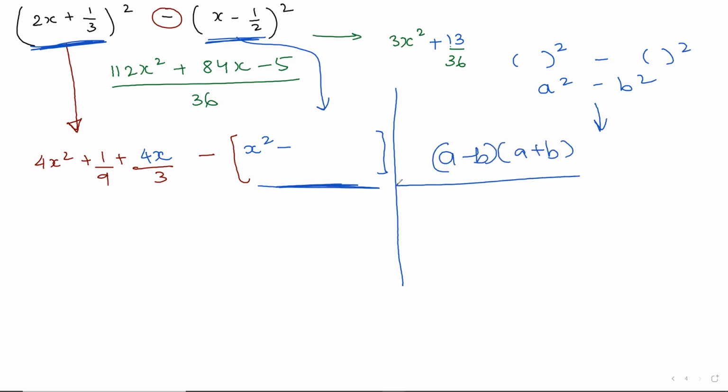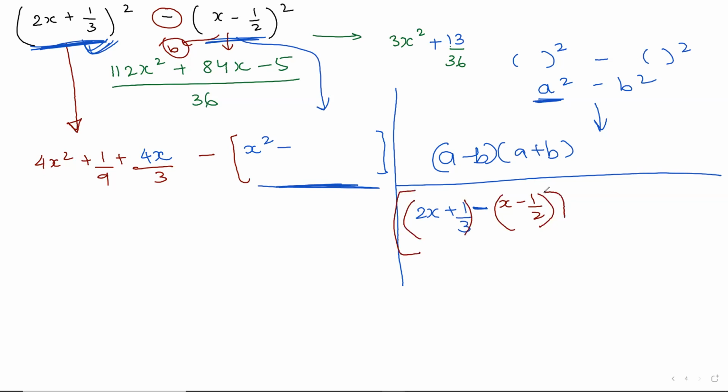So, if we start our question with this identity instead of expanding the two brackets, then it could be easier for us. Okay. So let's first try to do a minus b, a plus b. And what is our a? A is this bracket. Ma'am, 2x plus 1 by 3. Yeah, 2x plus 1 by 3 minus, and what is our b? Minus x by 1 by 2. Yes. So b is x minus 1 by 2. This is my b and this is my a. Okay. And this is my first thing, a minus b.